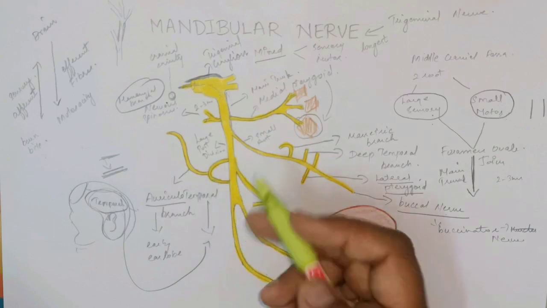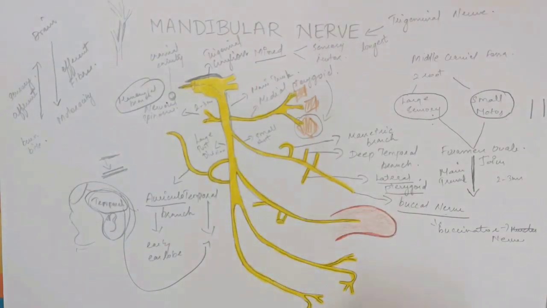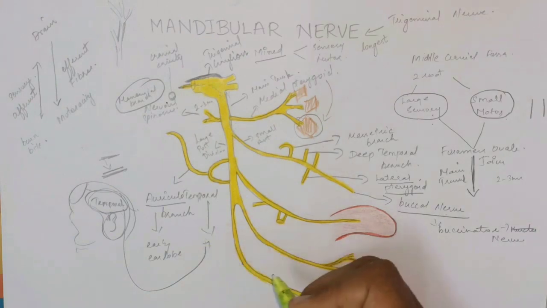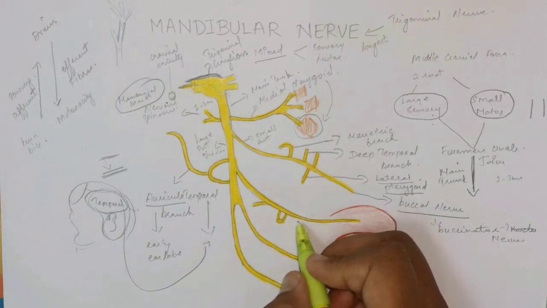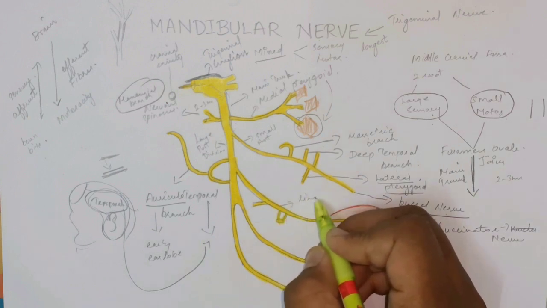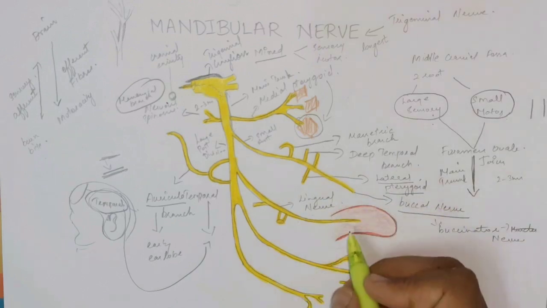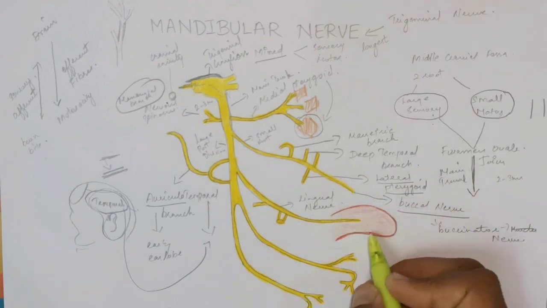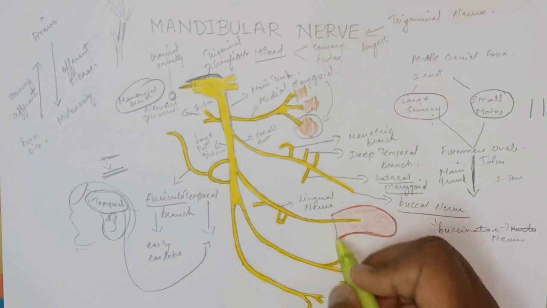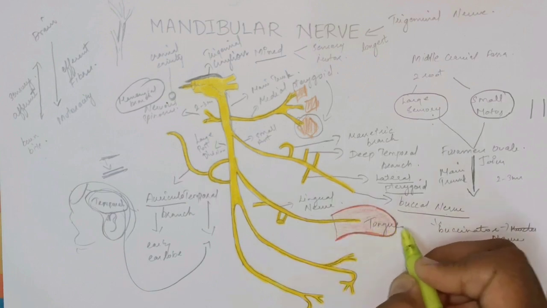Before getting into the division, as soon as the posterior division enters, the first nerve, that is auriculotemporal, will start. And your second is your lingual nerve. The second branch of your posterior trunk is the lingual nerve, which supplies the anterior two-third of the tongue.